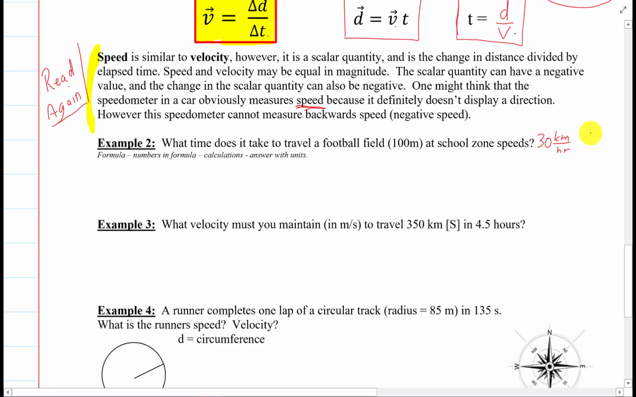Okay, 30 kilometers per hour, and we're going to travel 100 meters. How long do you think it'll take? A day? An hour? A minute? A few seconds? You're in a school zone and you're going 100 meters. Just guess right now, without a calculator, in your head.